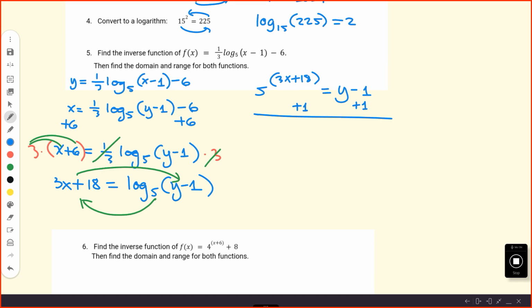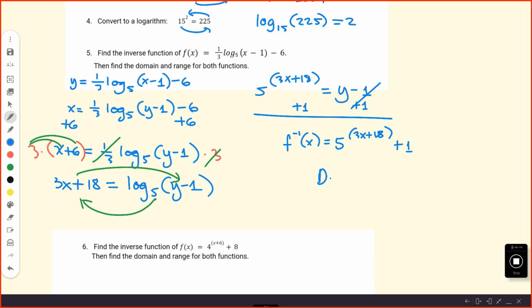Okay? So I can just write this directly in the inverse notation, okay? So f inverse of x equals 5 to the power of (3x plus 18), and then plus 1. Okay, this is just telling us that this is an exponential function, and the graph shifted up 1, right?